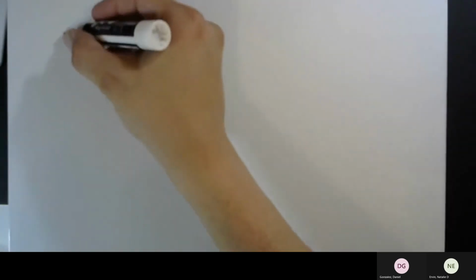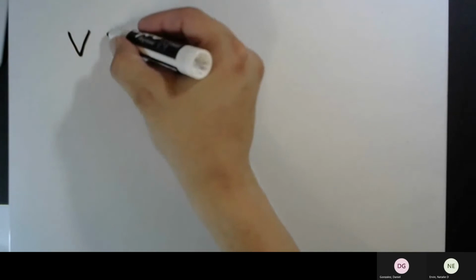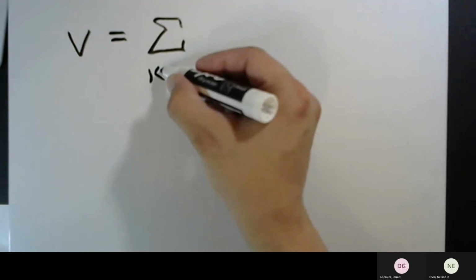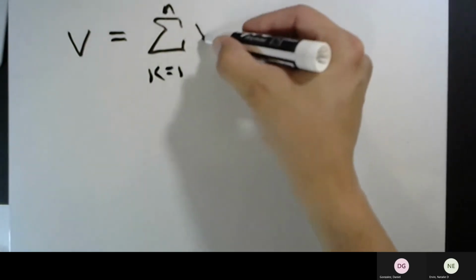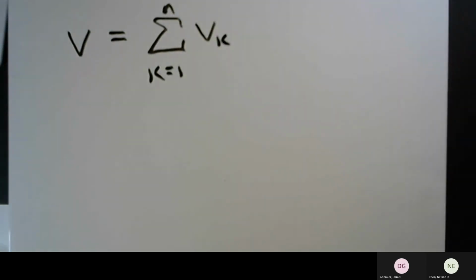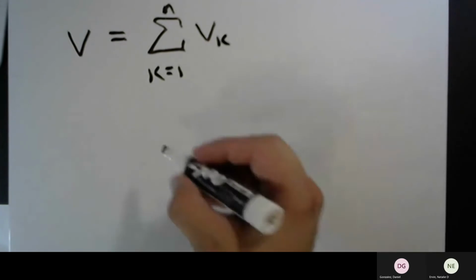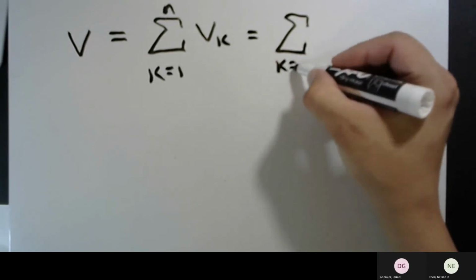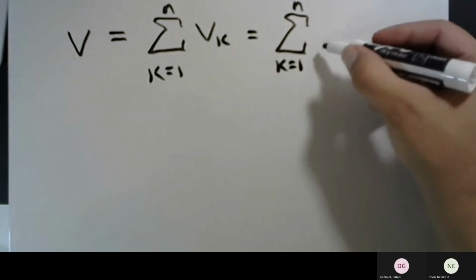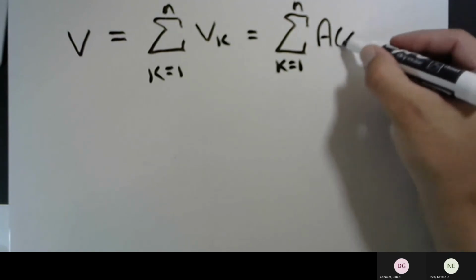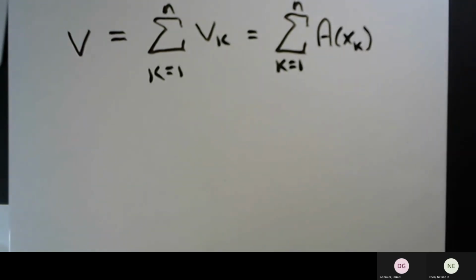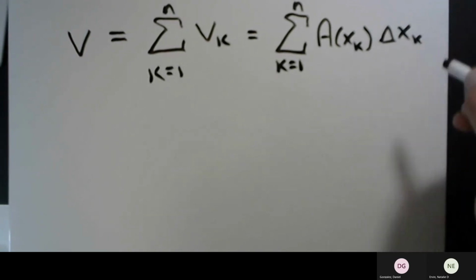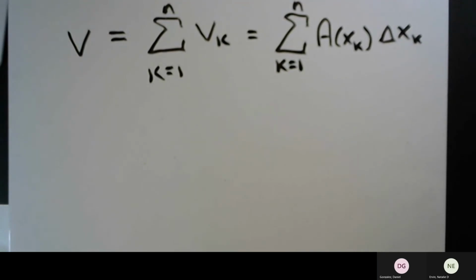So what we get is that the volume of this shape is going to be the sum of all the slices V sub k from one end to the other. And each of these slices is a cross-sectional area at xk times that height, delta xk, or thickness. You could call it a thickness too.